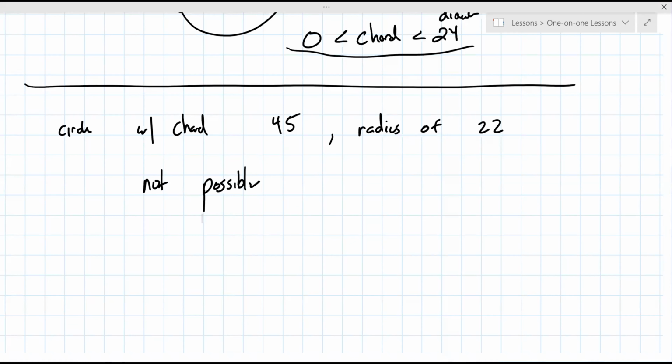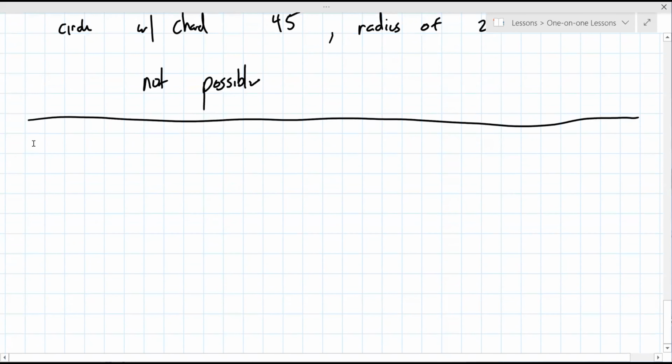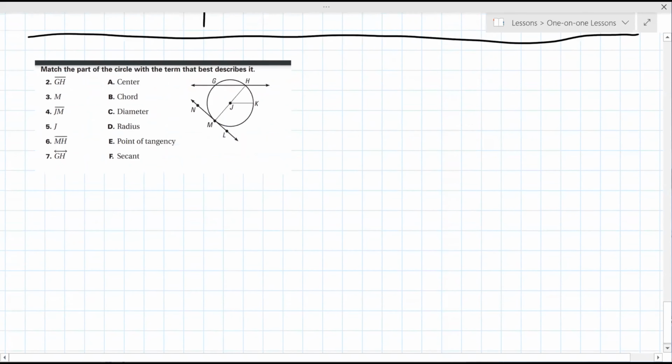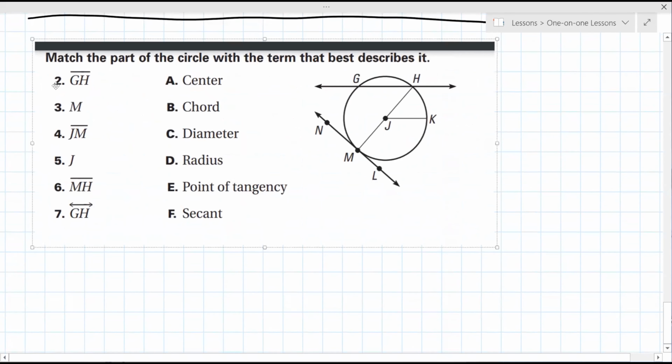So let's do a little exercise here together. I'm going to snip in some things here. I think you'll just be able to tell me these verbally without much explanation, but this is as close to what I think you might be asking me in general here. All right. So what is GH? What is this right here? That's a chord. Okay, so that's a chord.